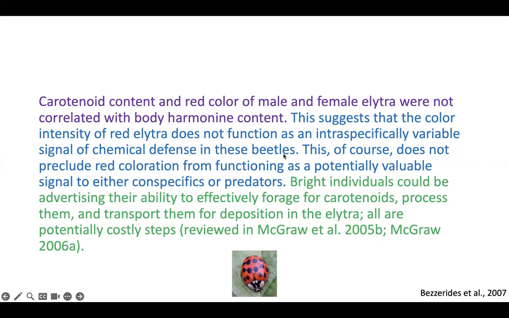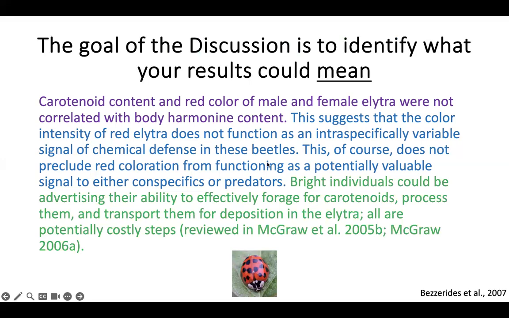So again, this is the discussion section. The goal is to basically identify what your results mean overall. And while this is a good simplified example, it gives honestly a pretty good formula for how you could structure your whole discussion section or subsets of the discussion section. For instance, they're only talking about one result in this case, and maybe you have like 3 results and you do this 3 different times.